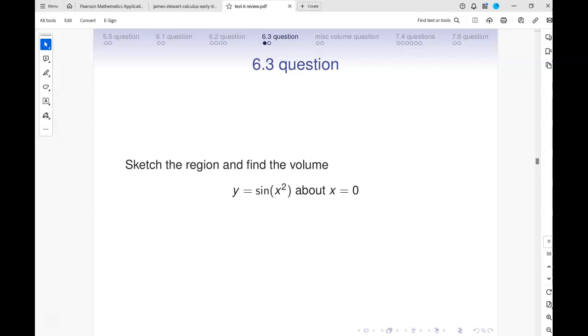Go between the curve and y equals 1. No, because it's periodic, we need a horizontal bound. So let's say between 0 and square root pi. Is that an x value? Yeah. And we're still going about x equals 0? Yeah.